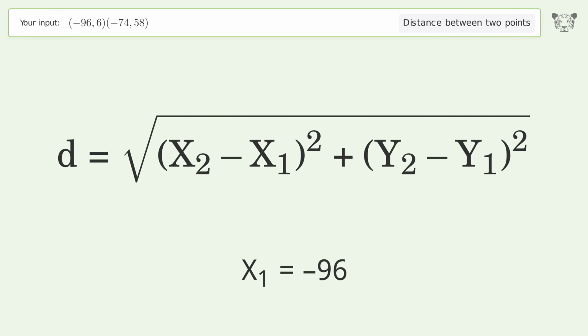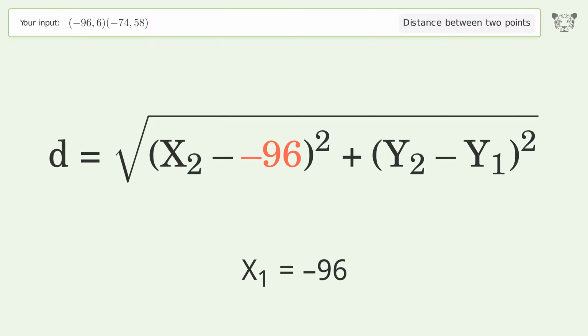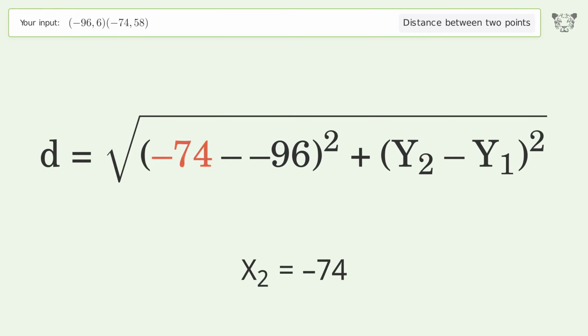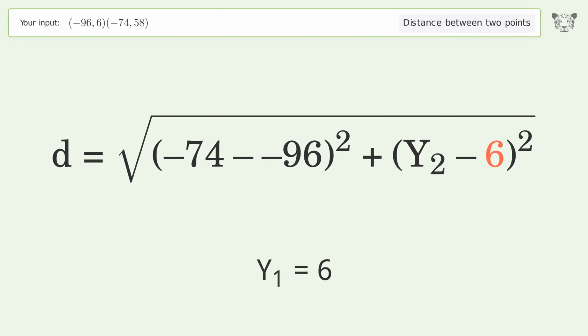x1 equals -96. x2 equals -74. y1 equals 6. y2 equals 58.